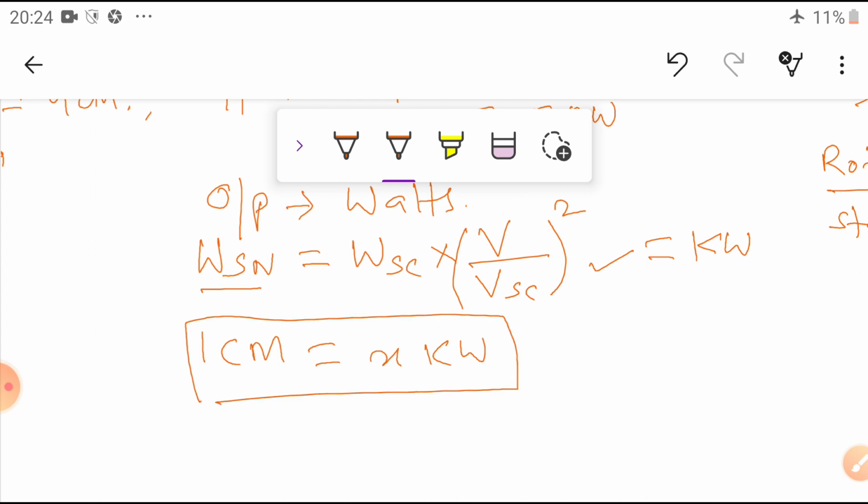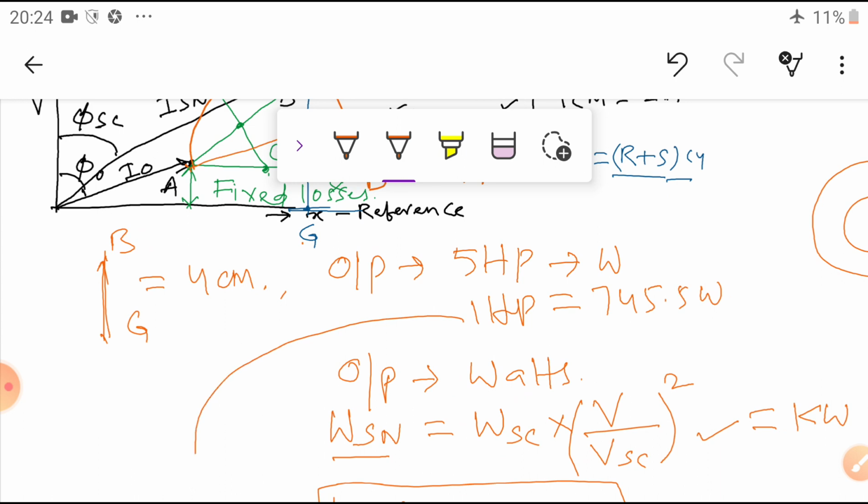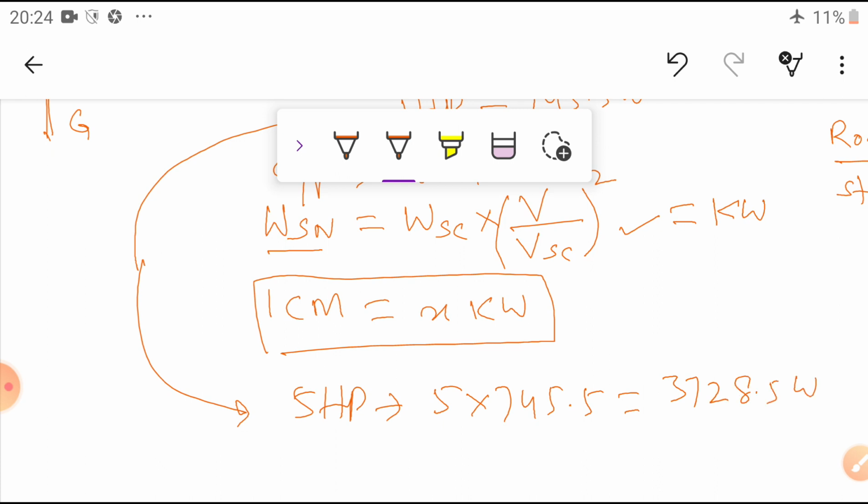From this power scale, you are going to use it in the output equation, where I am going to get whatever the rated value is given here, a 5 HP motor. So whatever the 5 HP motor, just convert it. So what is the 5 HP motor? You are going to get 5 HP. So convert it into 5 into 745.5, that is going to be 3728.5 watts.